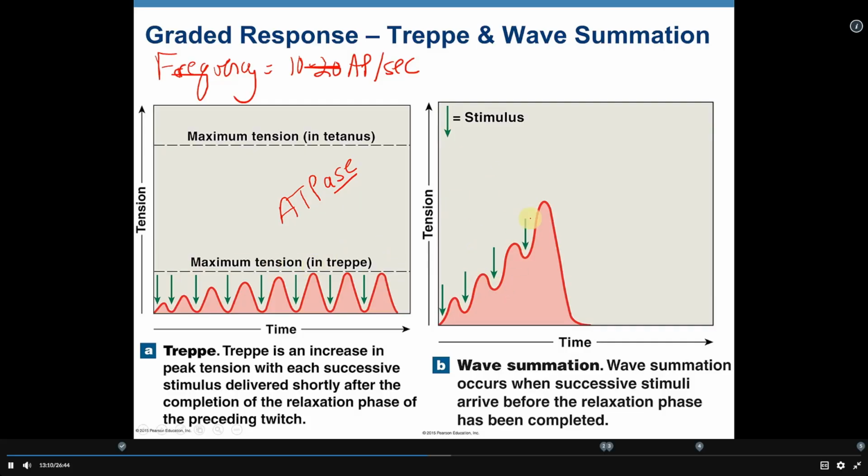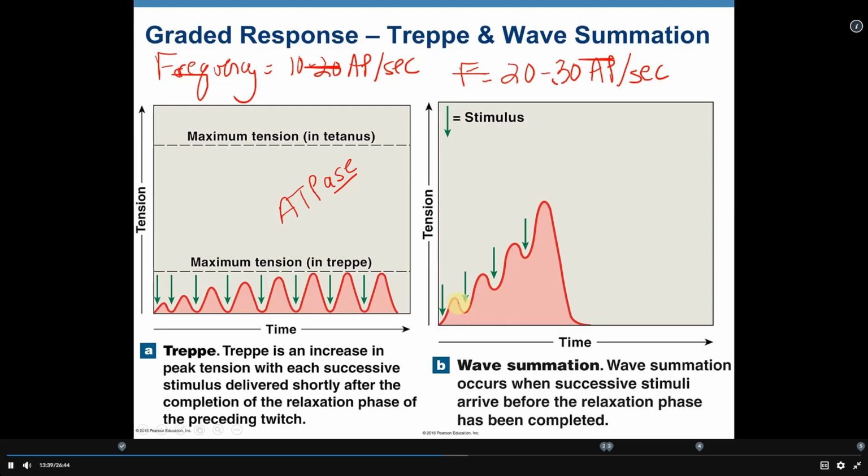So let's go on, and now we're going to increase the frequency of the action potential a little more. So now the frequency is going to be 20 to 30 action potentials per second. Okay, so remember, it was 10 to 20 and we had treppe. Now it's 20 to 30. So you'll notice here the green arrow, an action potential. The muscle begins to contract, then it begins to relax, boom, another action potential.